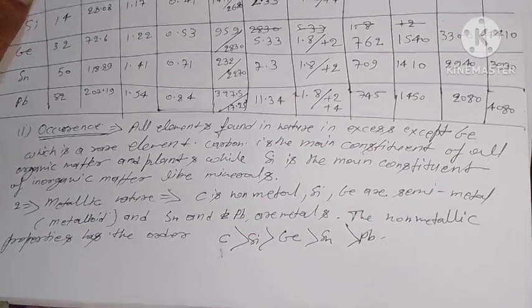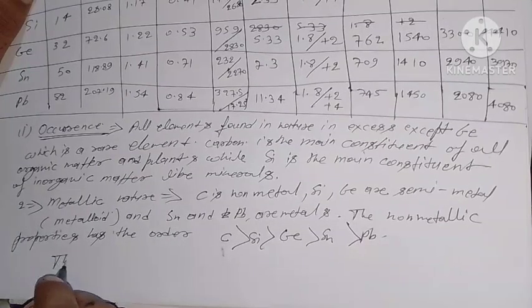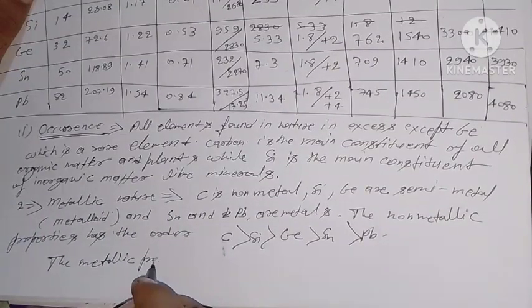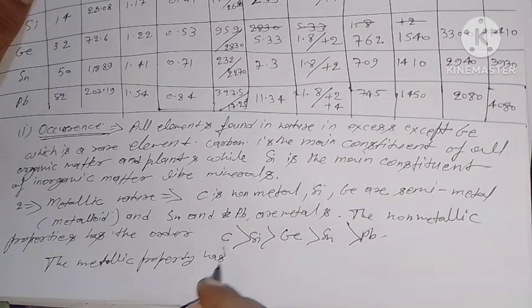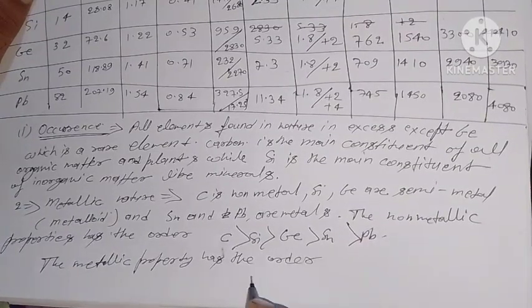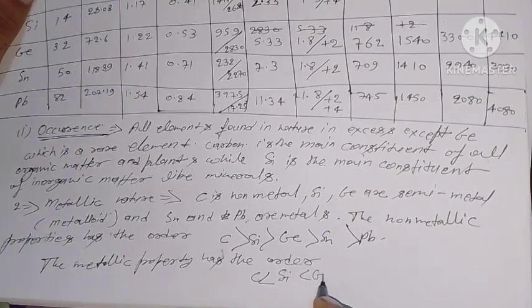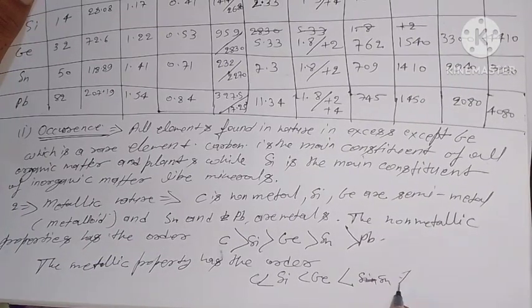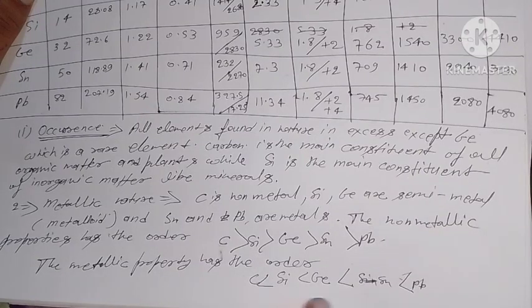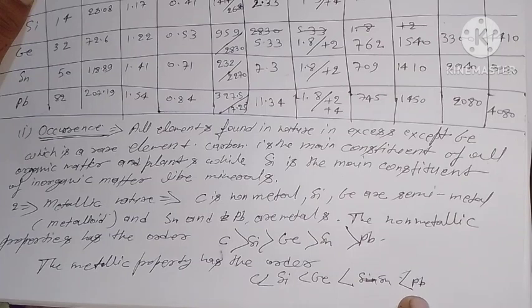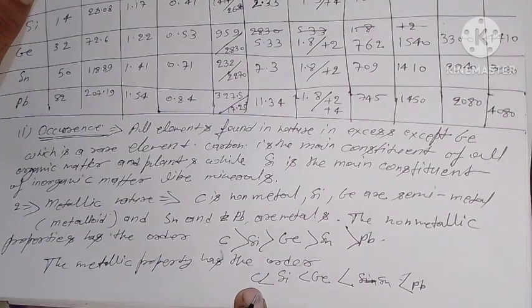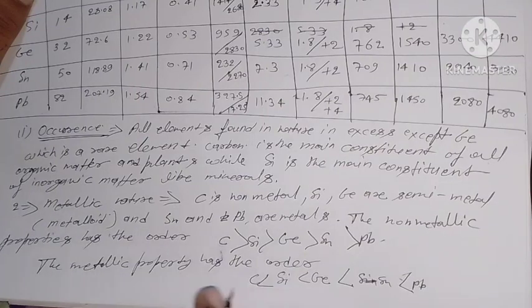Okay. Then the metallic property has the order: carbon is less than silicon, is less than germanium, is less than tin, is less than lead. Or the metallic property is: lead is greater than tin, is greater than germanium, is greater than silicon, is greater than carbon. Okay.